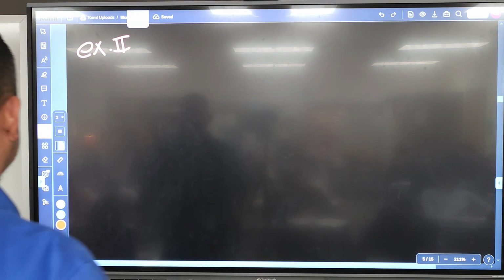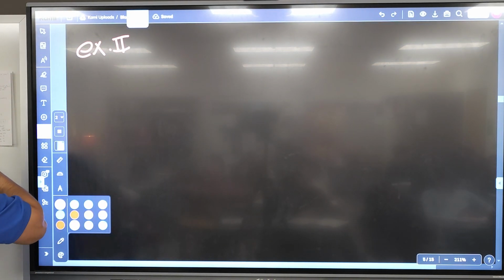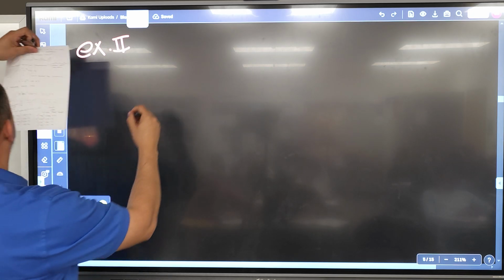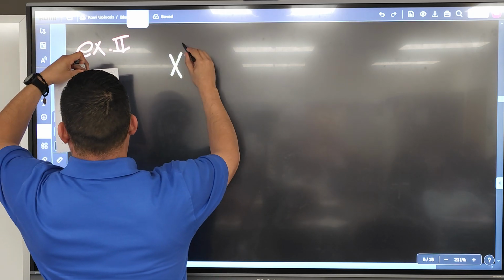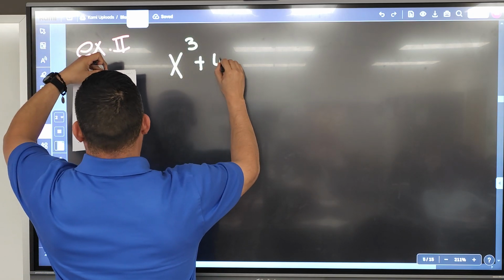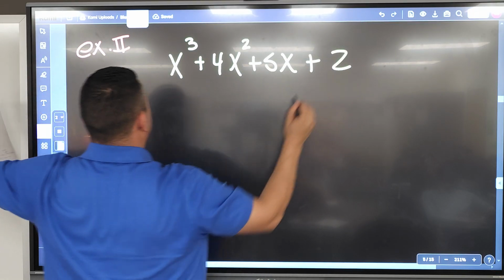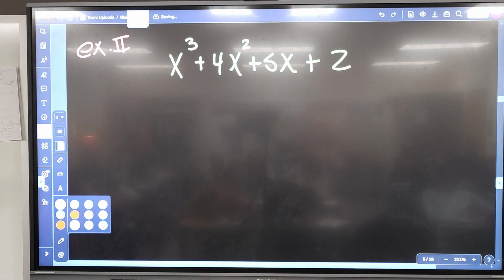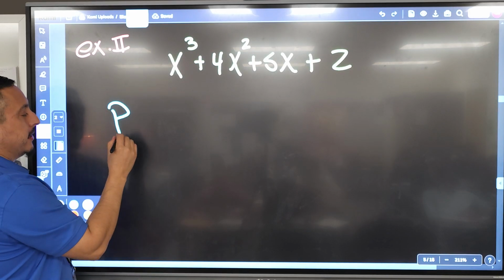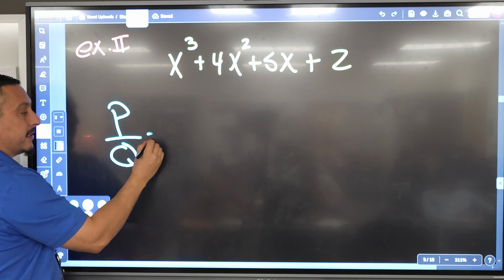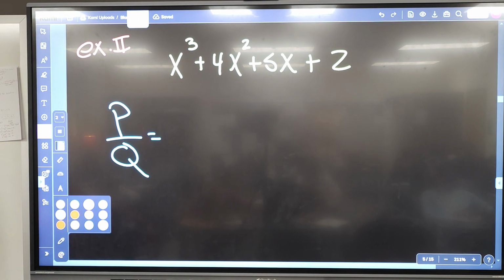Okay. Example 2. Let's do x cubed plus 4x squared plus... I'll still guide you a little bit through it, and on the third one I'll leave you completely alone. So what I want you to find for me is, what is that list of potential roots?